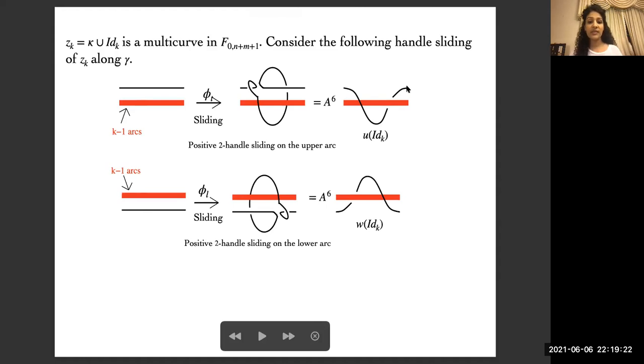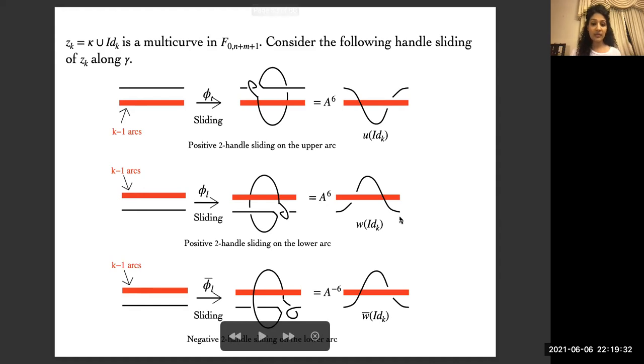We could do positive two handle sliding on the lower arc, which we denote by phi l. And this gives us a raised to 6 times widk. We could also do negative two handle sliding on the lower arc. We denote this by phi bar L, and this gives us a raised to negative 6 times W bar IDK, which is simply a mirror image of W IDK. So these are three of the many possible handle slidings that you could do of ZK along gamma.